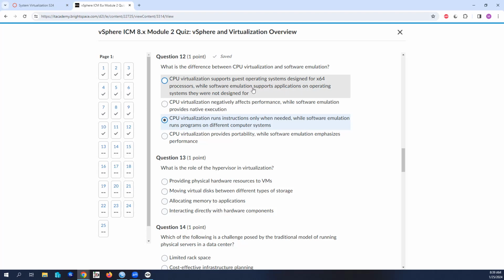This is kind of true for emulation down here, but the first part about the 64-bit, that 64-bit's not exclusive. It's 32 or 64-bit. So software emulation runs programs on a different computer system. That's true. CPU virtualization runs instructions only when needed. Yeah, because your guest OS doesn't always need to be doing something. It can just be in sleeping mode.